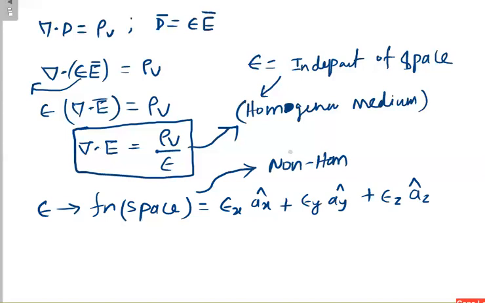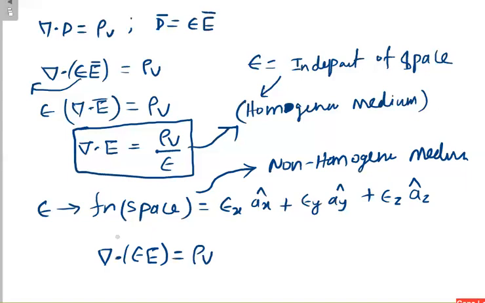That particular medium is called non-homogeneous medium. In case of non-homogeneous medium, you cannot take this epsilon outside. You have to simply write it like this only. This is for which medium? Non-homogeneous medium. You cannot take epsilon outside.